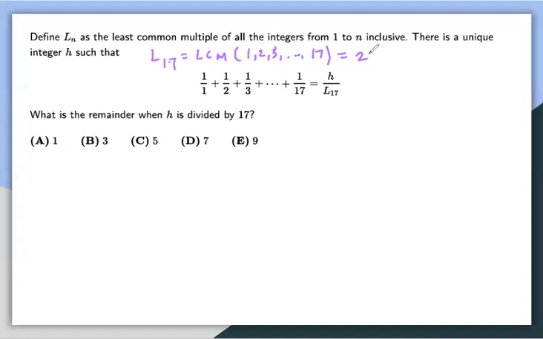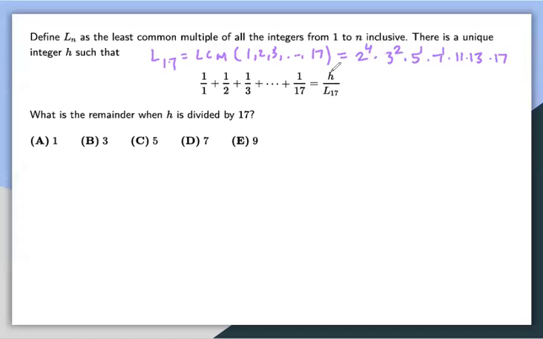So 16 is the one that we can take, which is 2 to the 4th power, right? Any other power of 2 will be smaller than that, which is why the least common multiple should have 2 to the 4th. And a similar approach with the other primes. 3 squared is the largest I can have, so my LCM should have 3 squared. The next prime is 5, but there is only the first power because 5 squared is larger than 17. And then we got 7, 11, 13, and 17. So this is my LCM of these 17 integers. Okay, so that's L(17).